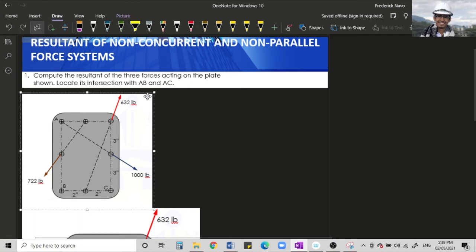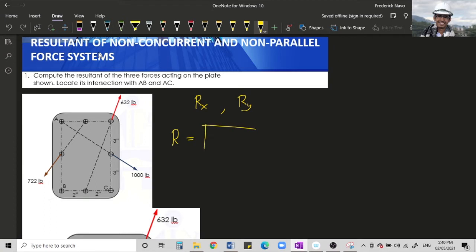So, for non-concurrent and non-parallel force system, to get the resultant, actually, first is kukunin muna natin yung resultant ng X component and Y component natin. So, sabi natin, magkakaroon tayo dyan ng Rx and Ry. Resultant along X-axis and resultant along Y-axis. Para mas madali nating makompute yung resultant force mismo. And in getting the resultant, that is equal to the square root of Rx squared plus Ry squared.